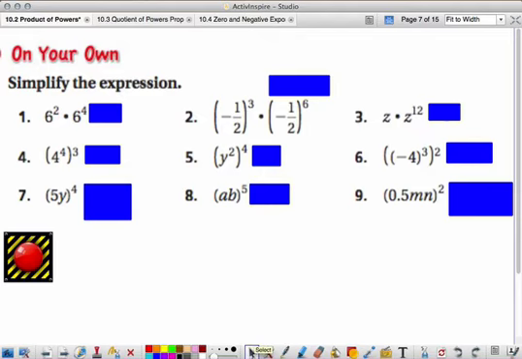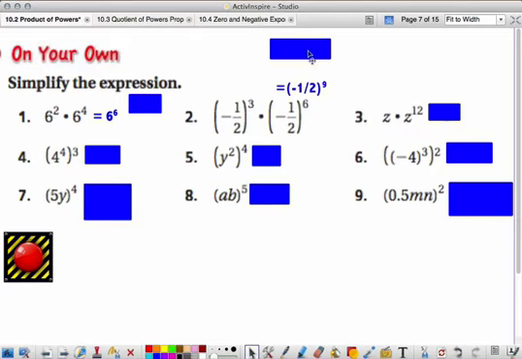All right, on number 1, when you multiply the bases, you add the exponents, so you should have gotten 6 to the 6th power. On number 2, you're multiplying like bases, so you add the exponents. We kept that -1/2 in parentheses, and 3 plus 6 is 9. Number 3 is also multiplying like bases, so you add the exponents. If you're wondering where 13 came from, don't forget there's that little understood 1 right there.